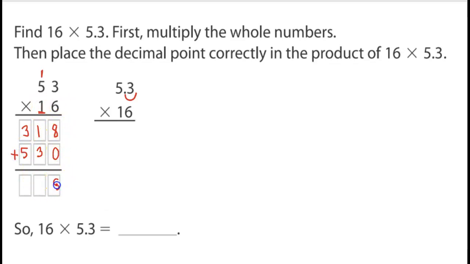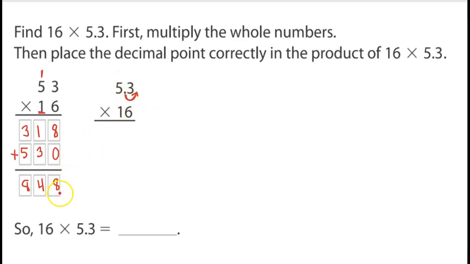8 plus 0 is 8. 3 plus 1 is 4. And 5 plus 3 is 8 as well. So as a whole number, I have 848. But remember, I've moved my decimal place one place to the right.